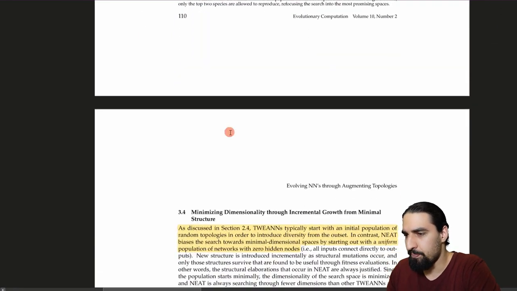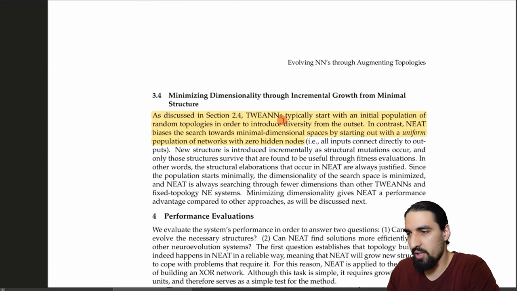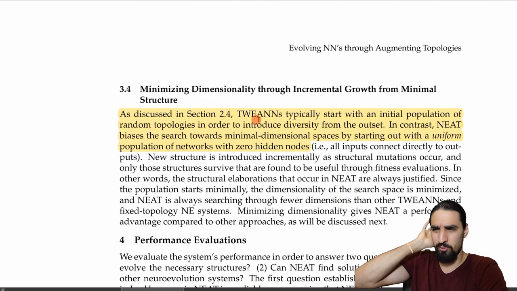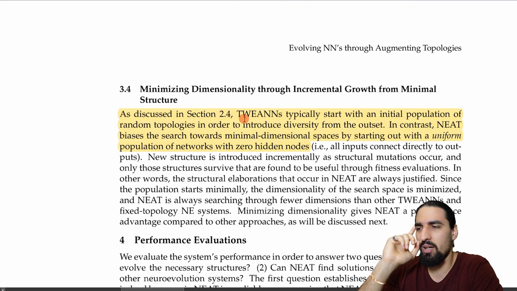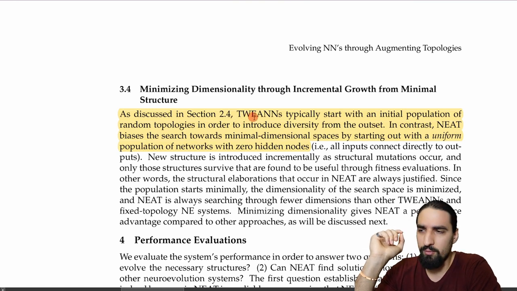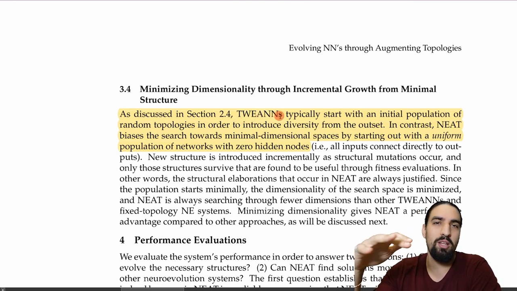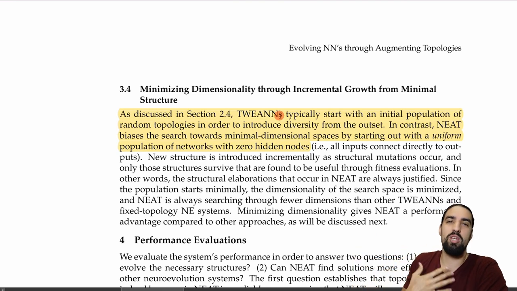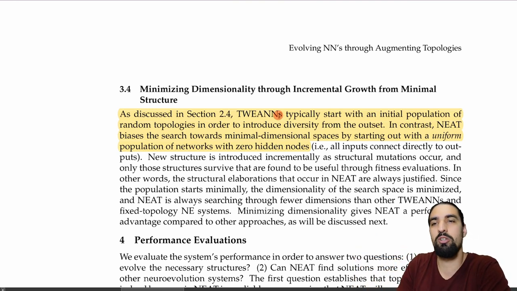Okay. Final detail worth mentioning is that, as discussed in section 2.4, this just means topology and weight evolving artificial neural networks. So basically evolving both the topology and the weights, and not just the weights as we are used to.